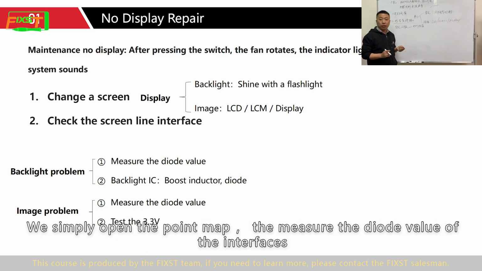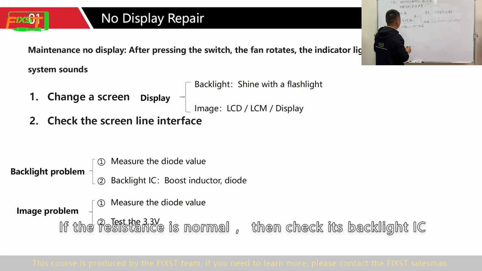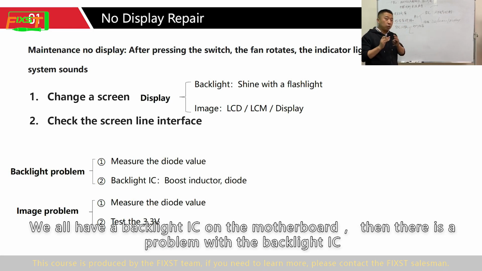We simply open the point map, then measure the diode value of the interface to judge whether it is an open circuit or a short circuit. If the resistance is normal, then check the Backlight IC. We all have a Backlight IC on the motherboard, and there may be a problem with the Backlight IC.